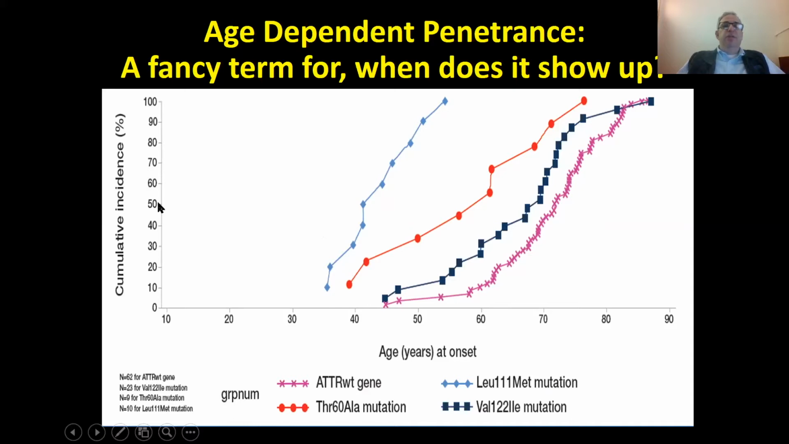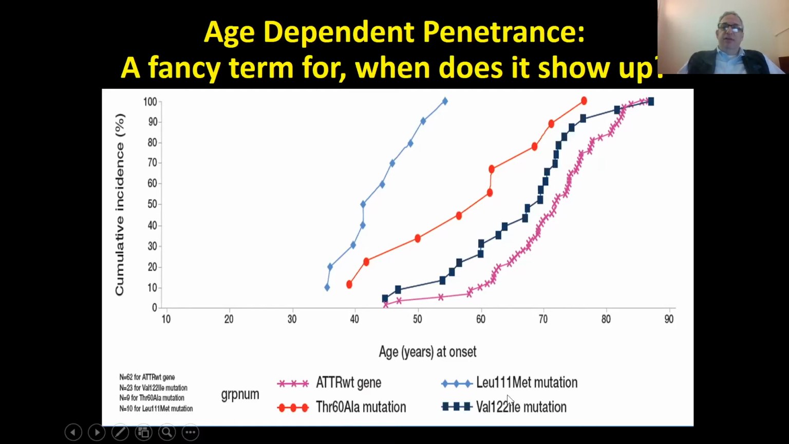So if you went along here at the 50th percentile, you'd say, well, this shows up on average in someone who's about 40, 45. And this mutation here is called the Irish mutation. It affects people of Northern Irish descent in Donegal, and those patients, it's a wide spectrum, but on average are kind of in their 60s.